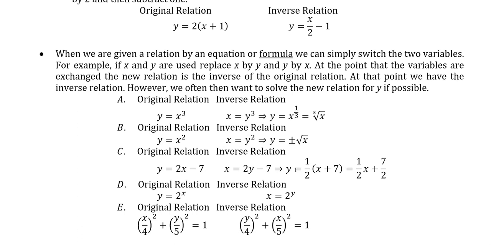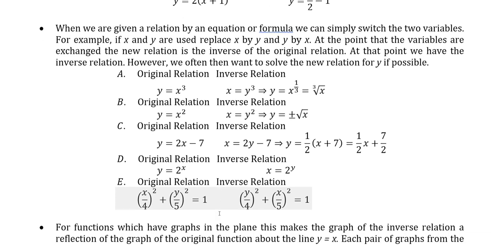If the original relation is y equals 2 to the x power, the inverse is x equals 2 to the y power. If the original relation is x over 4 squared plus y over 5 squared equals 1, the inverse relation would have y over 4 squared plus x over 5 squared equals 1. Just replace that x by y and that y by x.